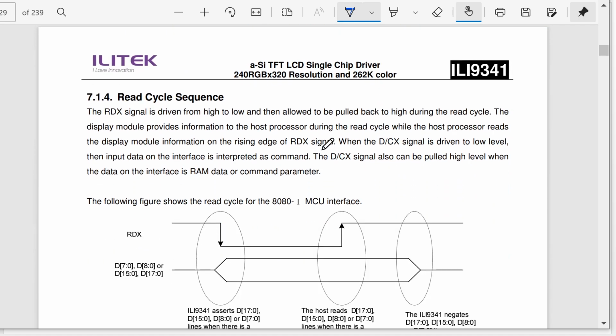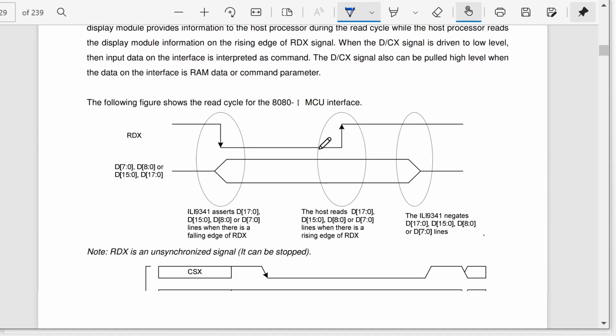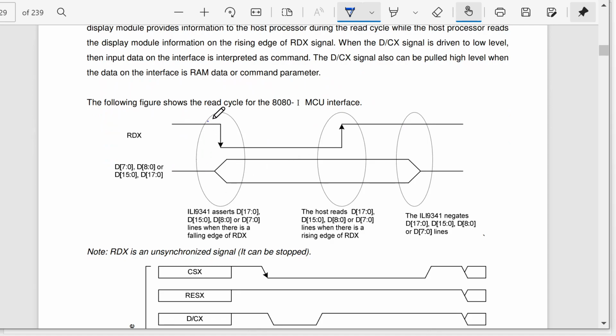Let's take a look at the read. Okay. At this position, the LCD will prepare data. It's not the MCU, not the FPGA. It's the LCD that prepares the data. It will keep stable during this period. And the MCU or the FPGA will read the data at this position on the rising edge. On the rising edge. This is the falling edge.